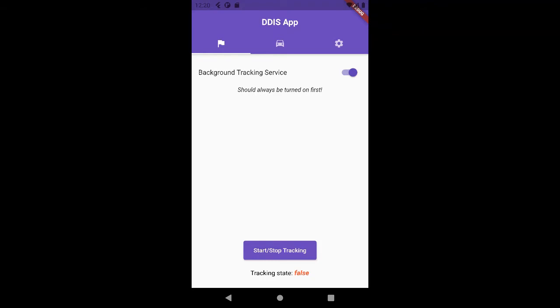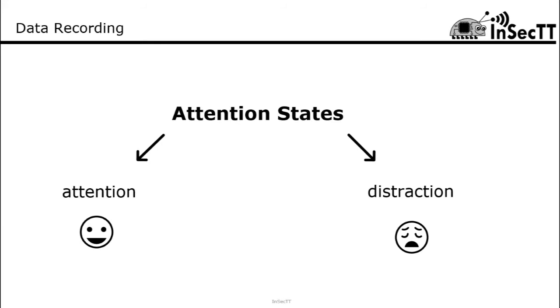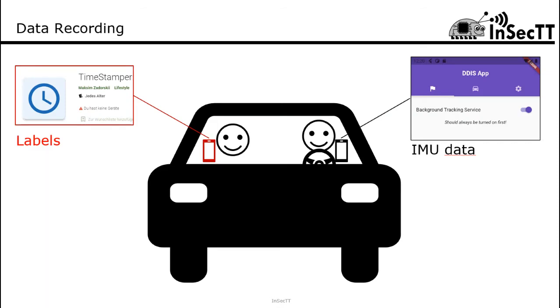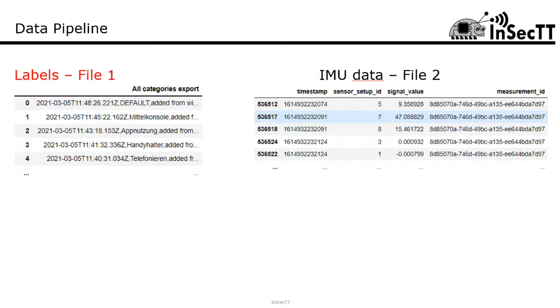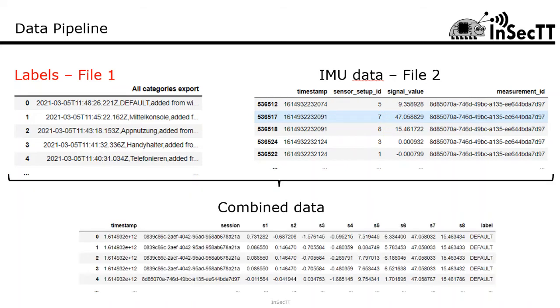In order to train and validate an AI model, we define different simplified attention and distraction states. These states, called labels, are recorded by a second smartphone, logging the state transitions. The data from both devices are then exported as local files. Those files are then loaded into and edited in Python. Next, both files are aligned and combined.